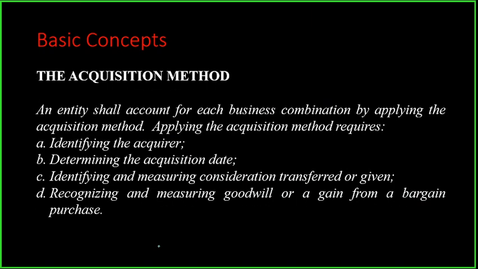Now, under the acquisition method, you should be able to identify who is the acquirer, determine the acquisition date, and identify and measure the consideration transferred, or given by whom? By the acquirer, also known as the selling price or purchase price. And then recognizing and measuring goodwill or gain from a bargain purchase. In some books they still use the term negative goodwill. I'll explain that later. What is negative goodwill?